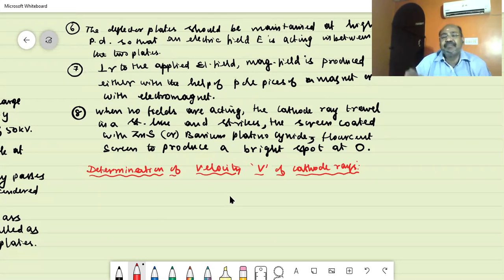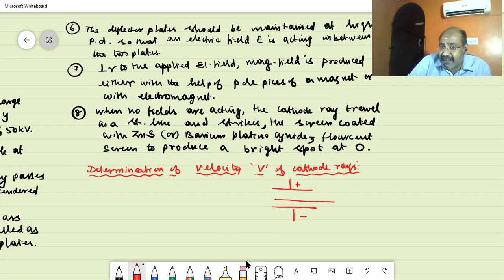Let us consider how to calculate the velocity of the electron. Now, we have to apply an electrical field in between the two plates. See, you are having two plates like this. By applying a suitable electrical field, one is positive and another one is negative, the electron beam which is going in a straight line will get deflected towards the positive terminal because the electron is negatively charged. When no electrical field is applied, the electron will be going in a straight line to reach the point O.